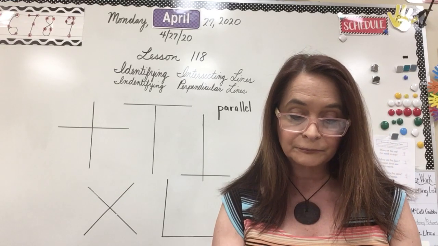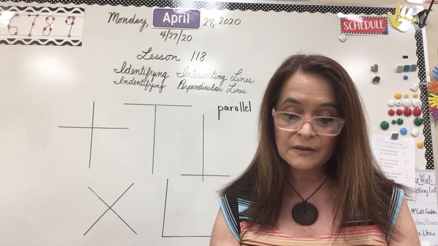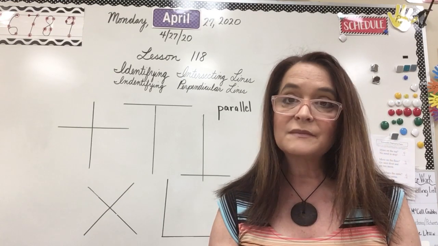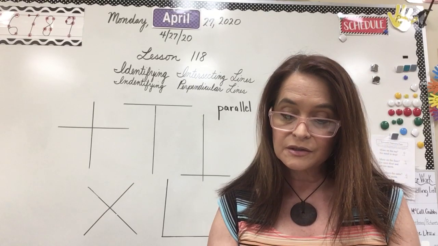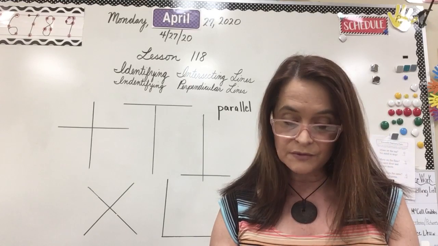Row 3. 2 times 8 equals 16. 2 times 3 equals 6. 2 times 2 equals 4. 2 times 5 equals 10. 2 times 0 equals 0.